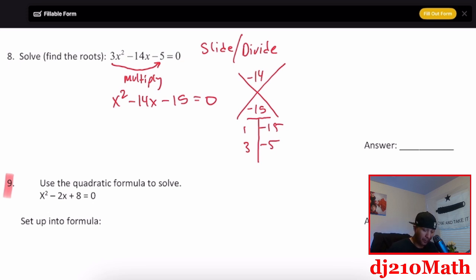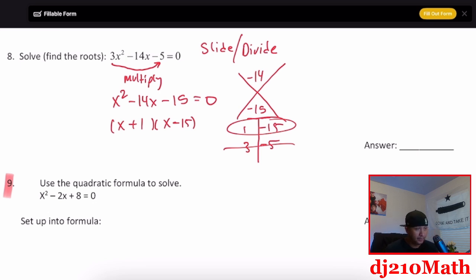So 1 plus -15 is definitely -14. So that's the one we want, right? 3 plus -5 is -2, so not that one. All right. Now that we found the numbers that we want, we put them in factors. x plus 1, x minus 15.